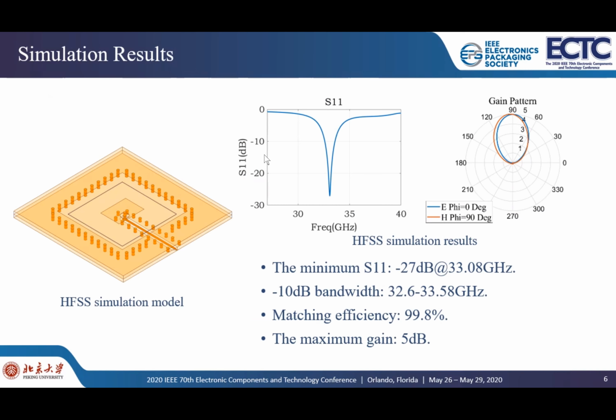The antenna design is simulated in ANSYS HFSS. The simulation results include the reflection coefficient of -27 decibels at 33.08 GHz, a bandwidth of 0.98 GHz, matching efficiency of 99.8% and a gain pattern of 5 decibels.